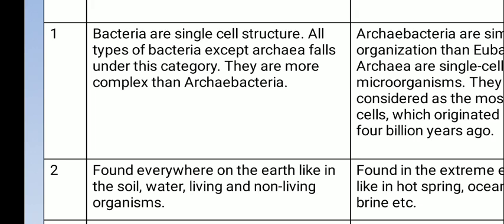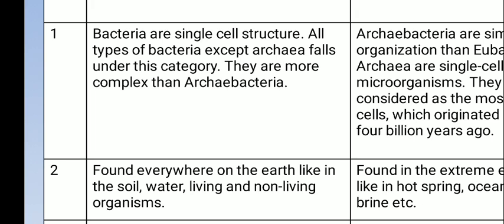First, we will see the general characteristics of Eubacteria. When we consider Eubacteria, they are single cell structure, means they are unicellular microorganisms, and all the types of bacteria except archaea, मतलब archaea को छोड़कर जितने भी बैक्टीरिया प्रेजेंट है, all these bacteria are included in this category, means in Eubacteria, and they are more complex as compared to Archaebacteria.